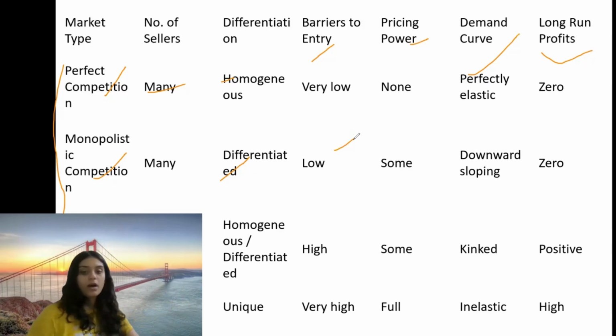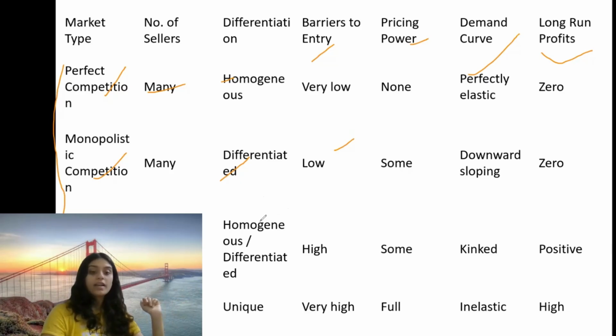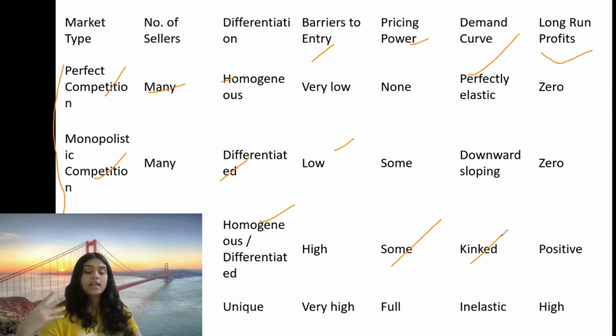Next is oligopoly market. Now, in oligopoly market, the number of sellers are few. Okay, now we have come to few number of sellers. The product can be homogeneous or differentiated. The barriers to entry are high, not much high we can say, but they are high. Pricing power again, we'll understand more about it. Now, the demand curve is kinked. What does it mean by a kinked demand curve, or when does it happen?